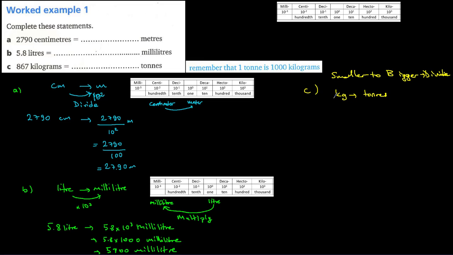if you are going to convert from kilogram to ton, you are going to divide by 10 to the power of 3. So 867 kilogram divided by 10 to the power of 3, which is 1000, and the answer is going to be 0.867 ton. That is the answer to the question. Here this is the kilogram, and we converted that one to ton.